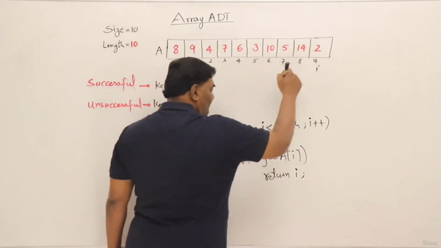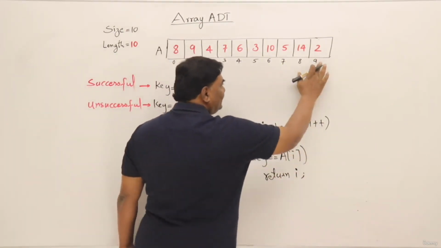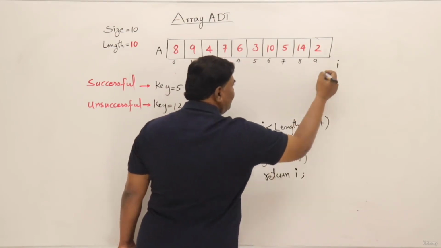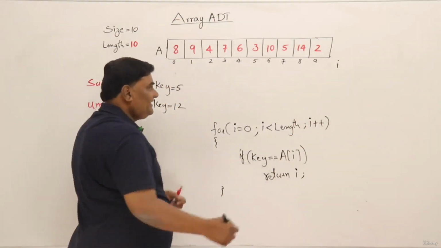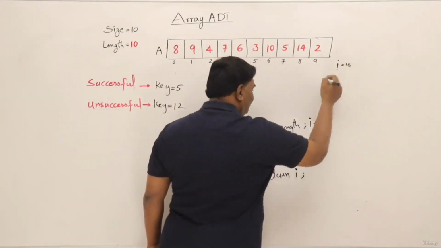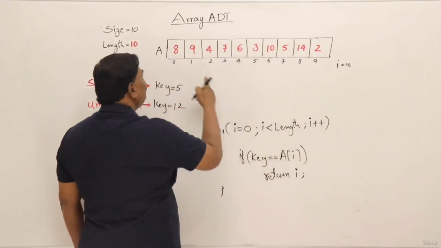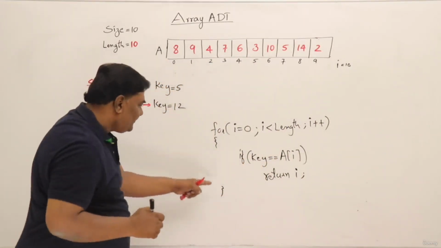12, is it equal to 2? No. Then continue, i plus plus. I will move to the next location. Now i became actually 10. This i became 10, and 10 is not less than 10. So it will come out of the loop.